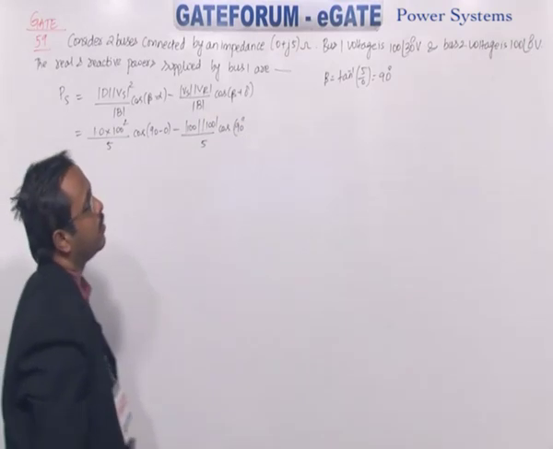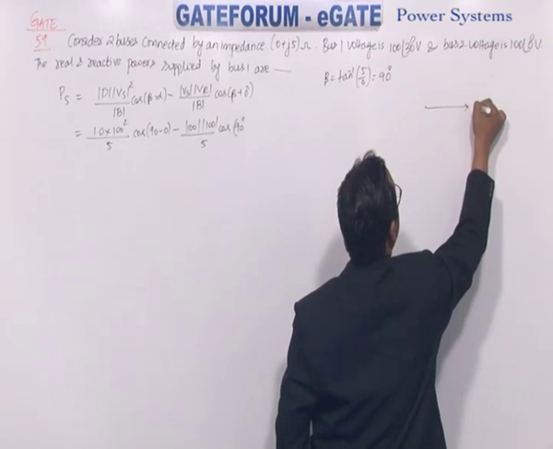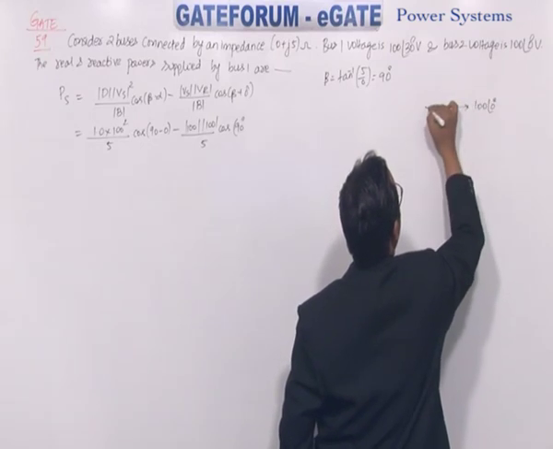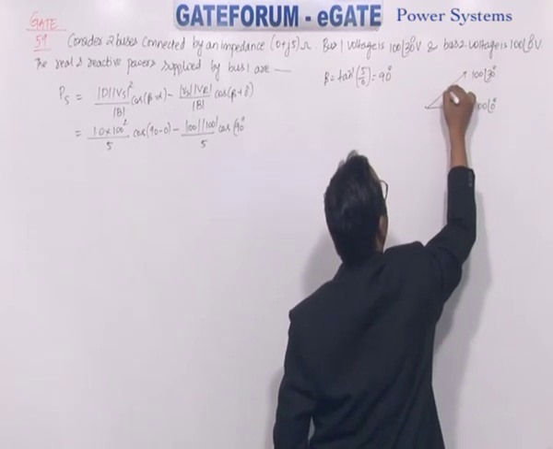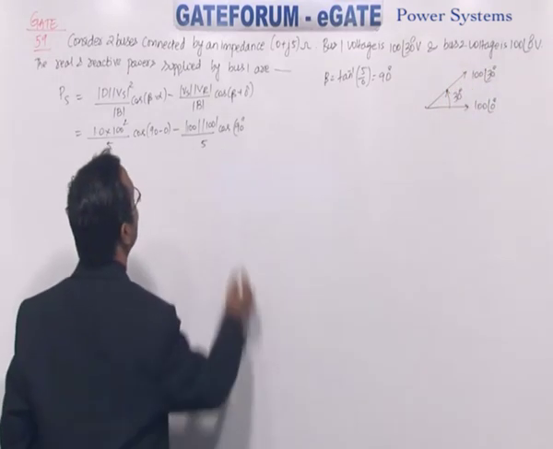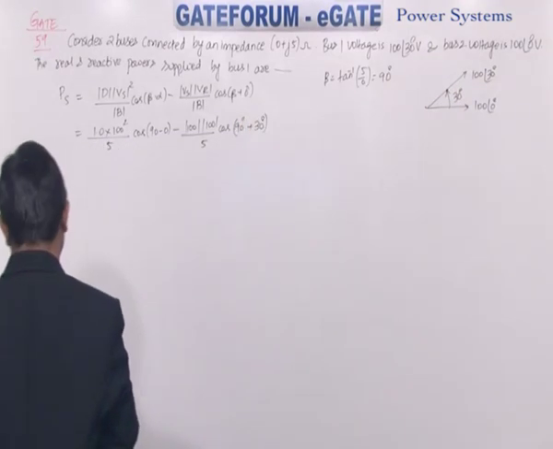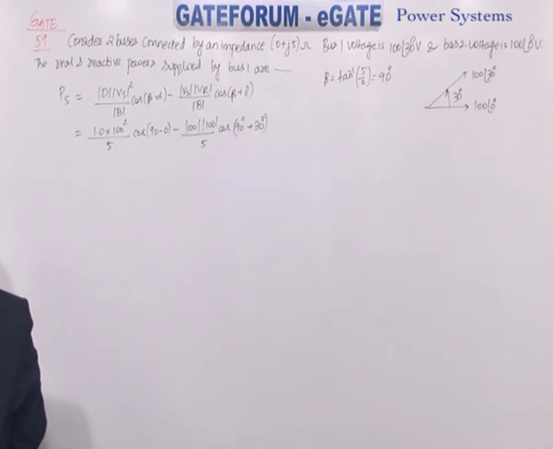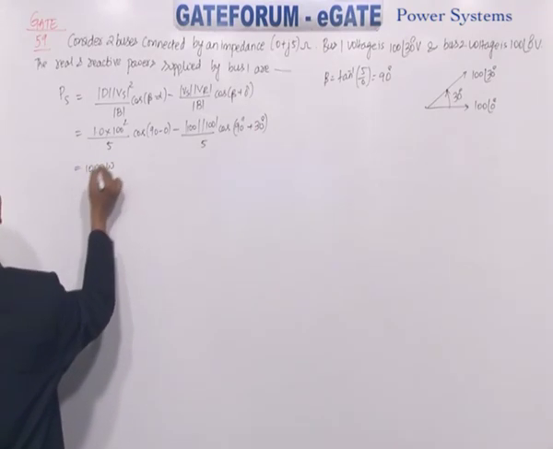What about delta now? Bus 2 voltage is 100 at angle 0. Bus 1 voltage is 100 at angle 30. So simplify this one and find out what is PS. On simplifying you get it as 1000 watts.